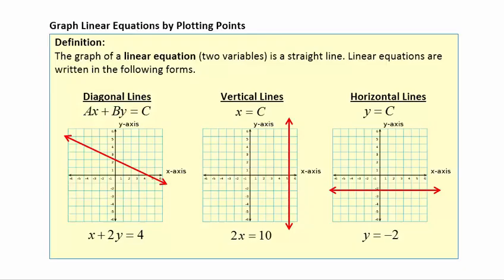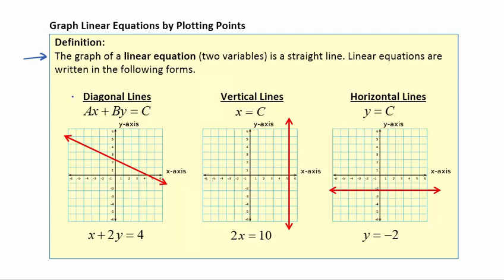Graph linear equations by plotting points. Let's take a look at a definition here. The graph of a linear equation in two variables is a straight line. Linear equations are written in the following form. So all of the graphs we're going to be looking at now are going to make straight lines, no curves or arcs or bends or anything like that. They're all going to be straight lines.